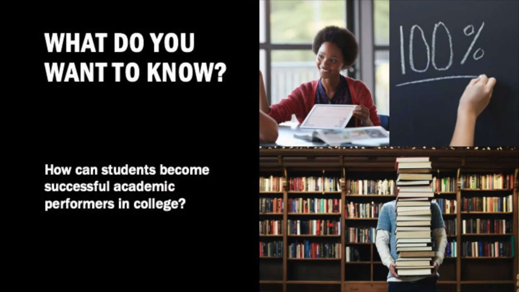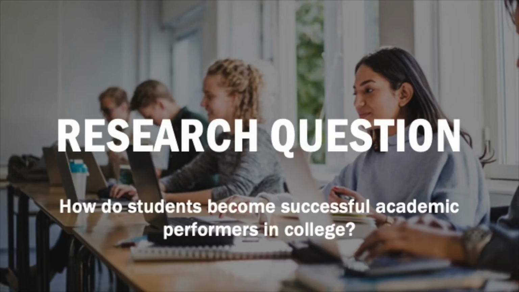So to begin your project, you have to have a purpose for conducting the research and a research question that you want to be answered. For our project, you will be investigating how students can become successful academic performers in college. So your research question is just that: How do students become successful academic performers in college?